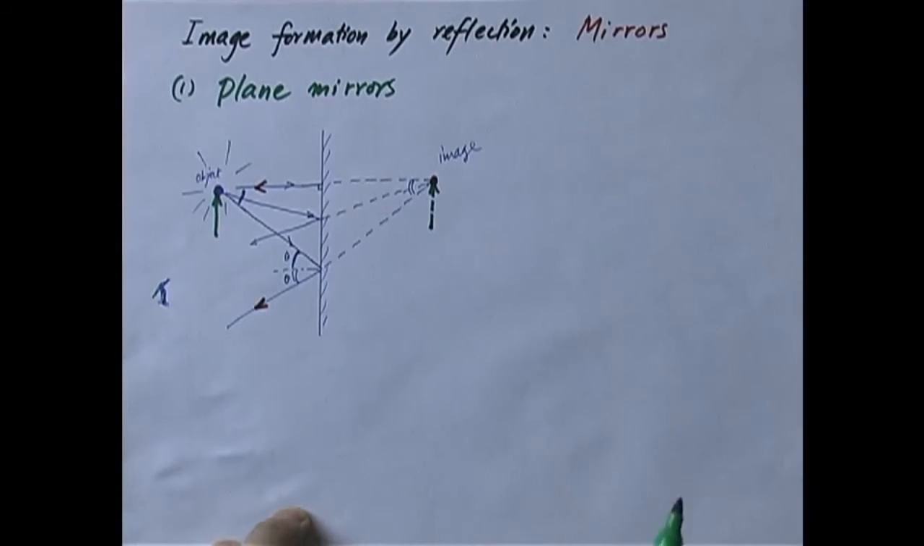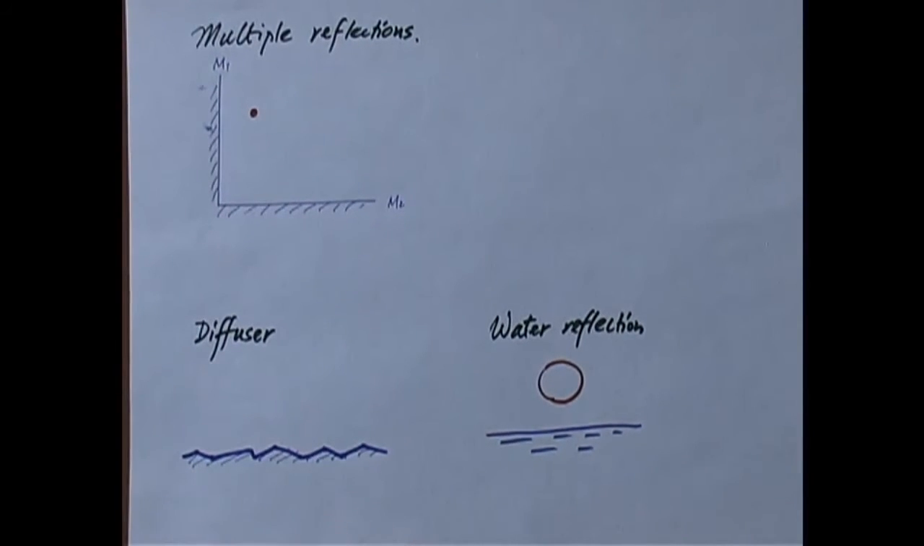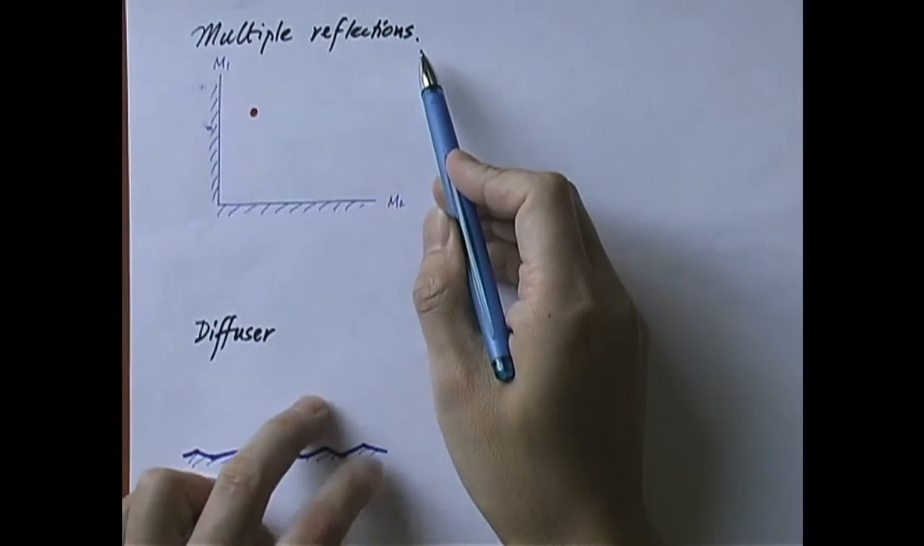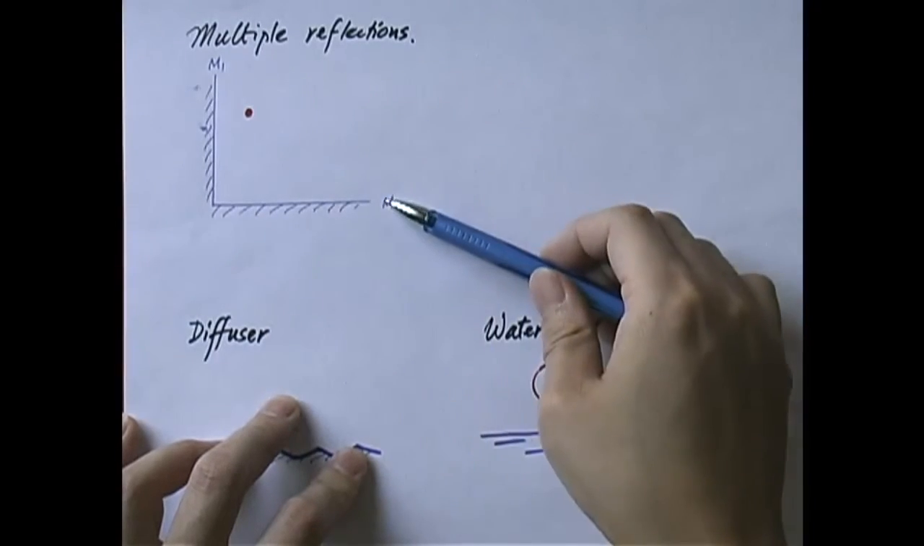Okay, it's the right side up. That's, of course, an important feature of the image formed by a plane mirror as well. Now let's extend our discussion about plane mirrors just a little bit. One extension is the so-called multiple reflections. So I have more than one plane mirror at work. In this case, I get M1 and M2.